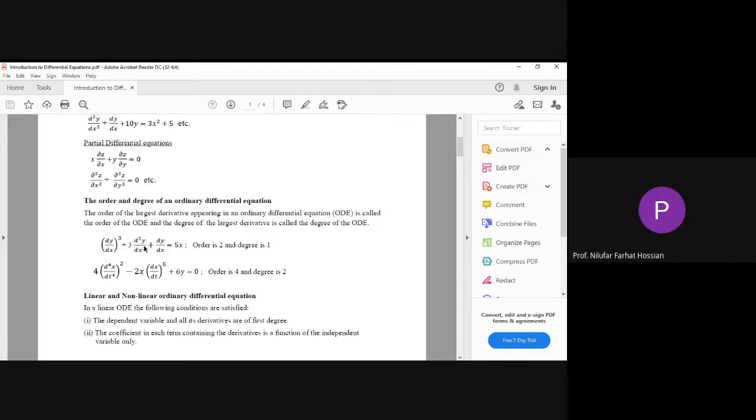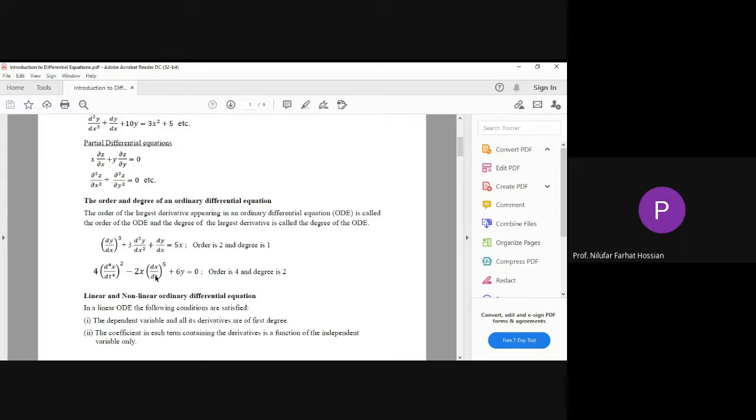What is the degree of this derivative? The power is 1. You see, no power means power is 1. Here the power is 3, so the degree of this derivative dy/dx is 3. And here the power of this derivative is 1. The definition was the degree of the largest derivative. This is the largest derivative and the degree is 1. So the order of this equation is 2 and the degree is 1.